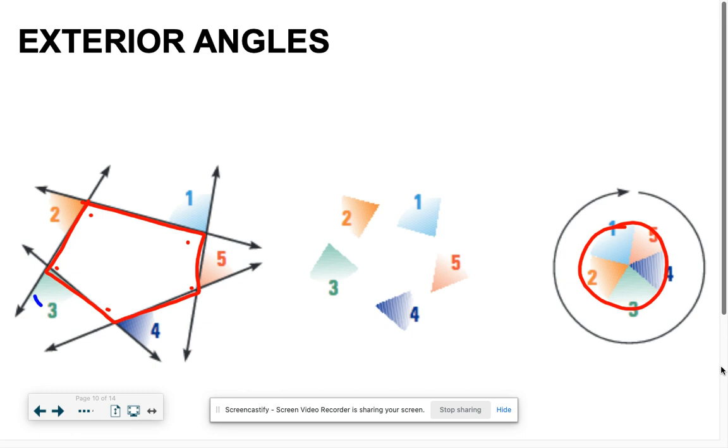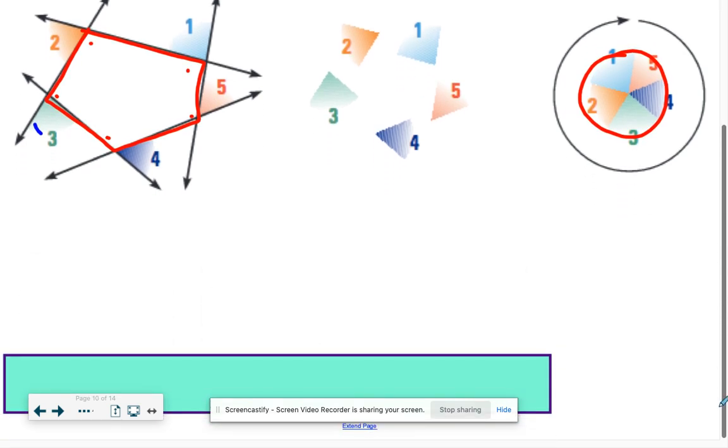A circle, right. Do you guys know how many degrees are in a circle? If I spin around, how many degrees did I go? 360. So it doesn't matter how many sides your shape has, the exterior angles always add to 360. There's no other formula to it.